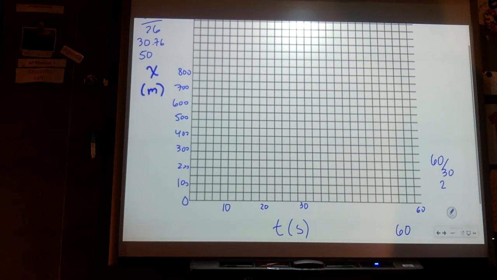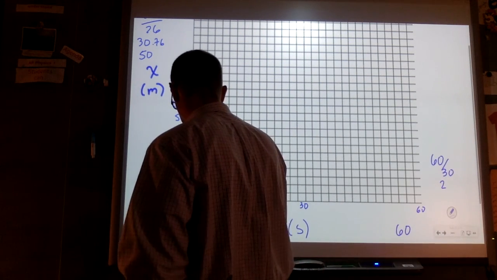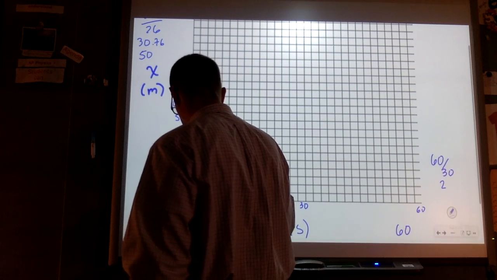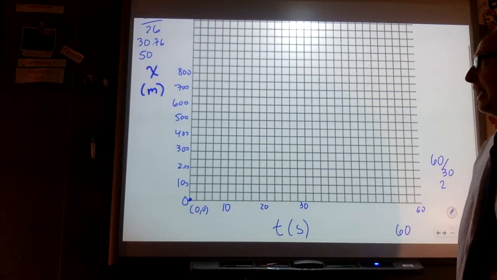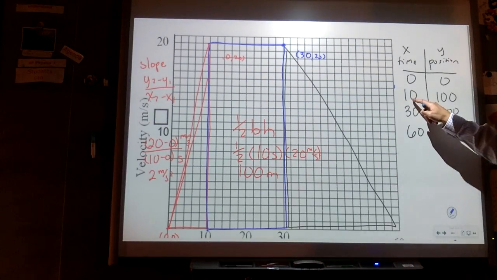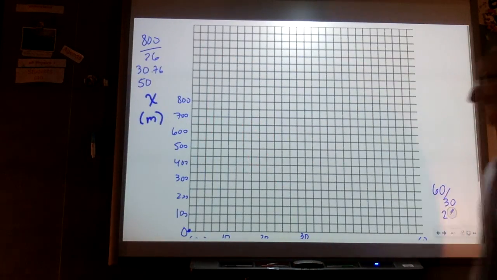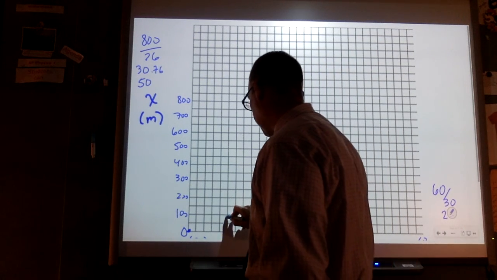All right, and I'm going to put my ordered pairs down. So I started at 0, 0. We go back to the previous slide. We'll see that in the first 10 seconds, we got to 100. So I'm going to have 10, 100.